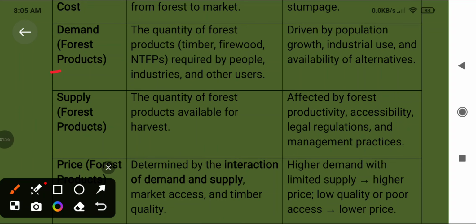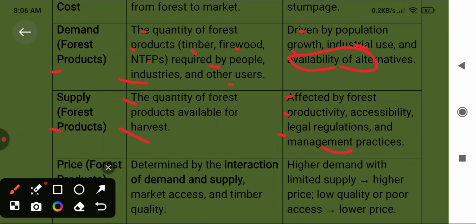Demand for forest product is the quantity of forest product, timber, firewood and fodder required by people, industry and others, driven by population growth, industrial use and availability of alternatives. Supply of forest product is the quantity of forest product available for harvest, affected by forest productivity, accessibility, legal regulation and management practice.